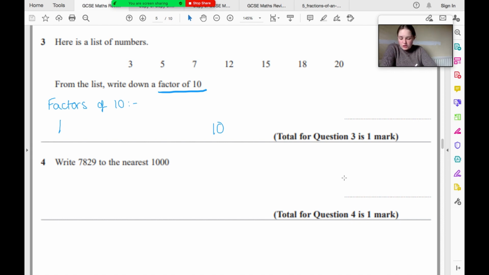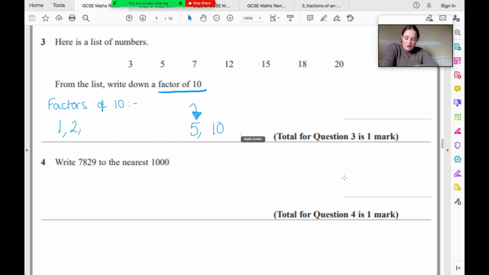So we have 1. Does 2 go into 10? Yes, 2 times 5 is 10. Does 3 go into 10? No. Nothing times by 3 makes 10. Does 4 go into 10? No, nothing times by 4 makes 10. Does 5 go into 10? Yes, we've already found it. 5 times 2 makes 10.